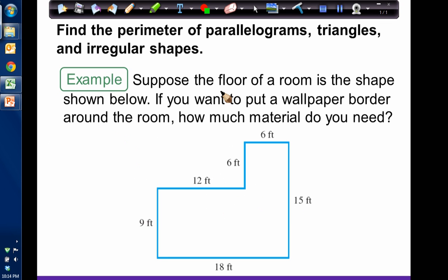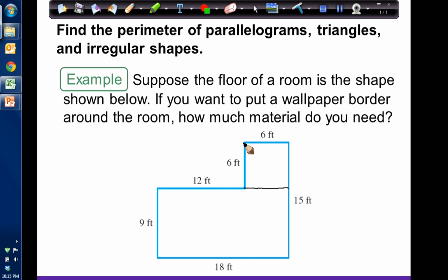Lastly, suppose the floor of a room is the shape shown below. This is called a composite shape because there are a couple of shapes glued together. If you want to put wallpaper border around the room, how much material do you need? Imagine we have a room and we're going to put a border around it. We need to know how long the border will be. You could think of it as a little square and a big rectangle, but either way, we just need to add up all the sides.